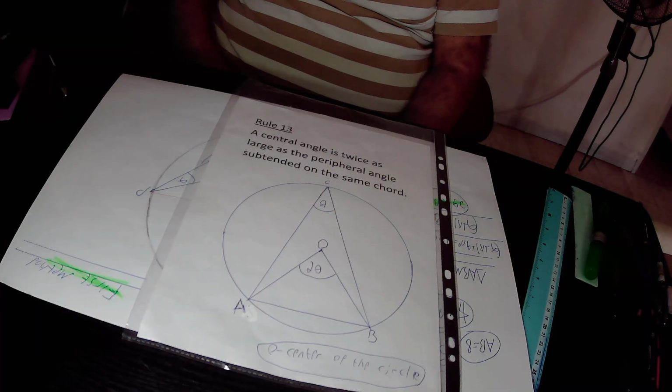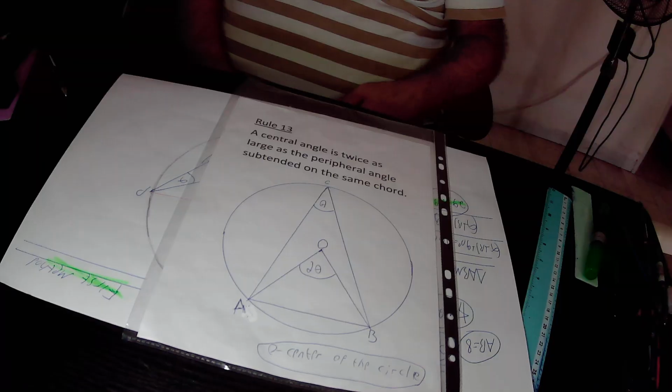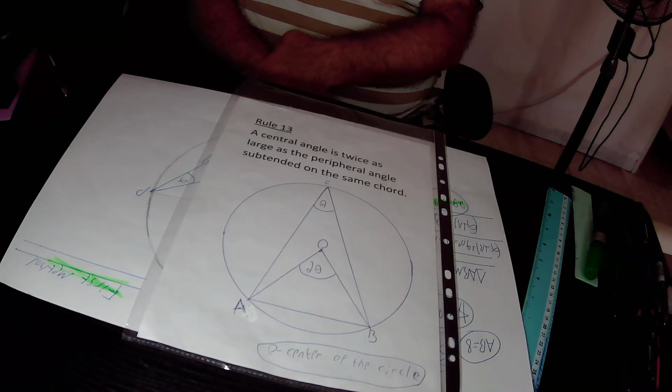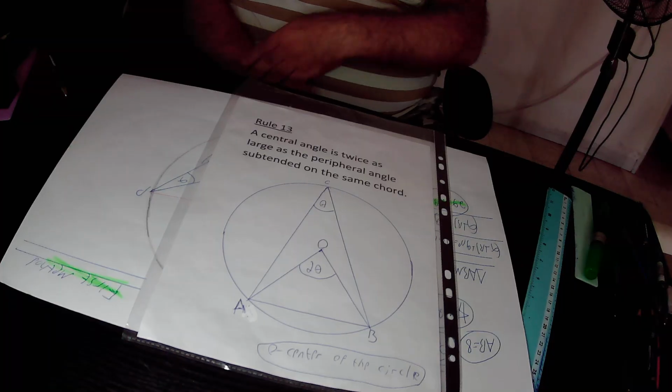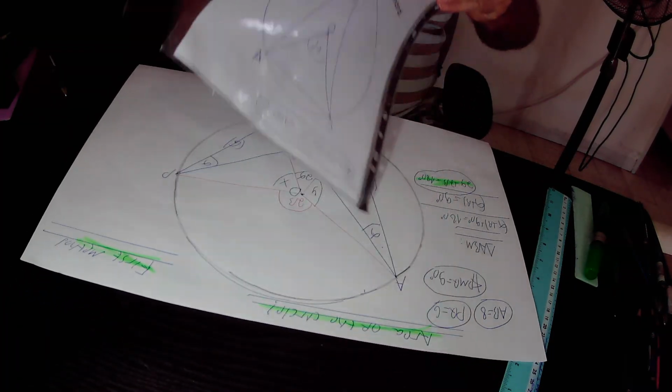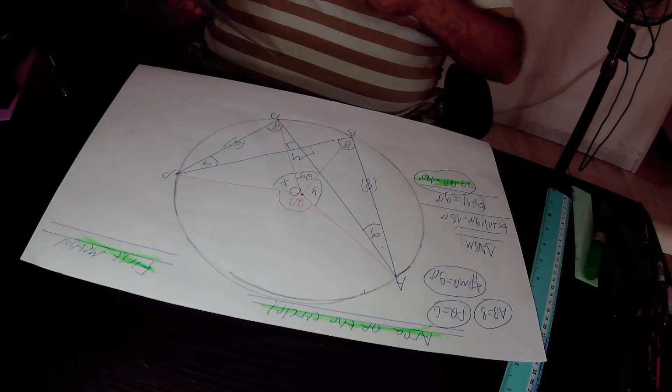So according to this Rule 13, the size of the center angle that's subtended on the same arc as the peripheral angle must be twice as big as the size of the peripheral angle that's subtended on the same arc. We can implement Rule 13 in our drawing.